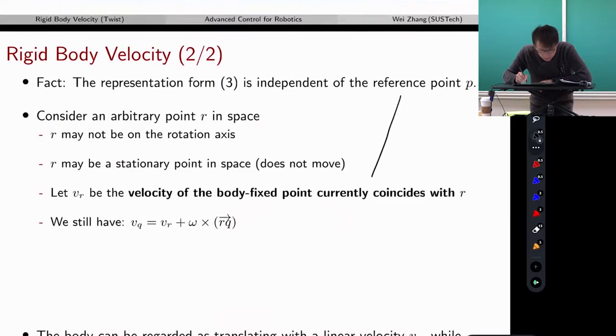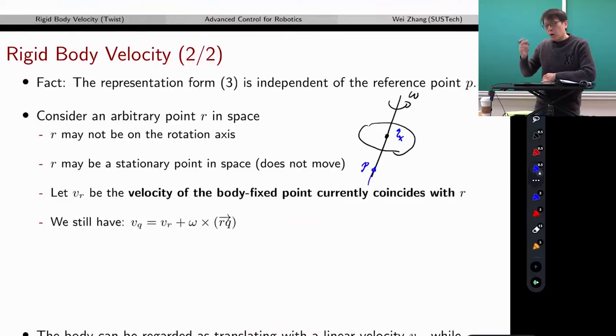Let me just explain that, resolve this again. Okay, this is omega. Before we say this is our Q, this is our P. I hope you are fine now to represent every point's velocity using what? Using P velocity and the angular velocity.